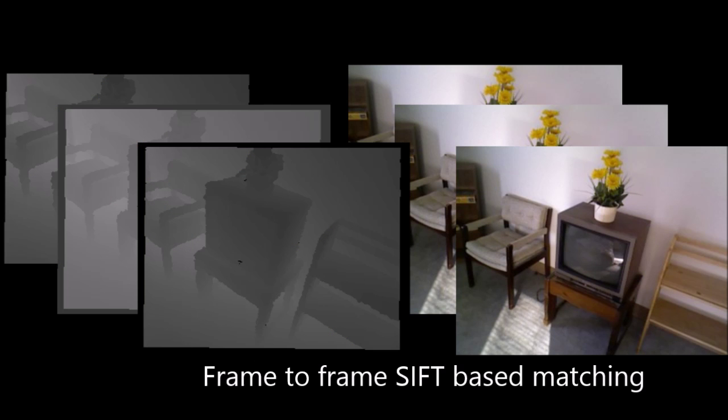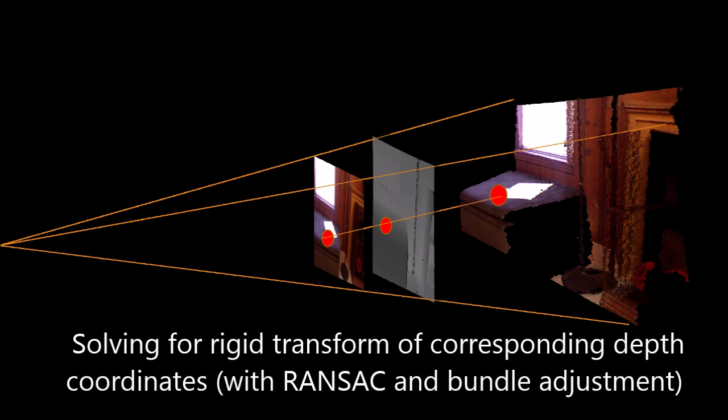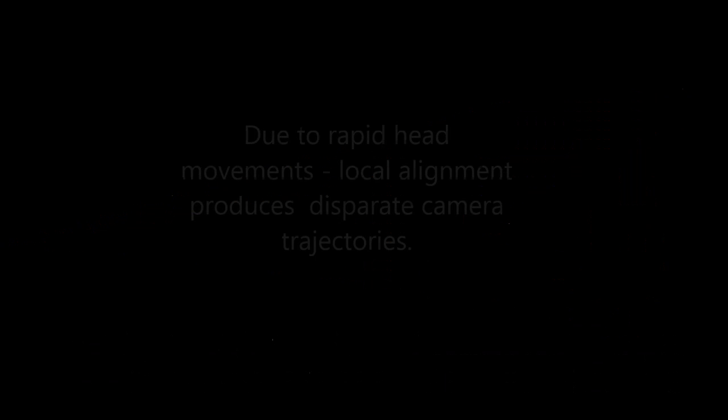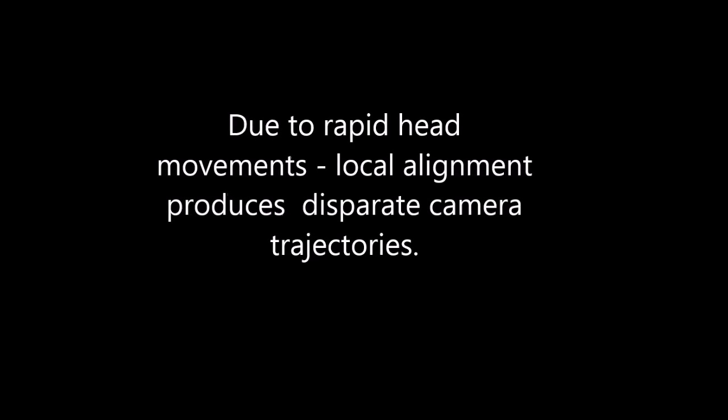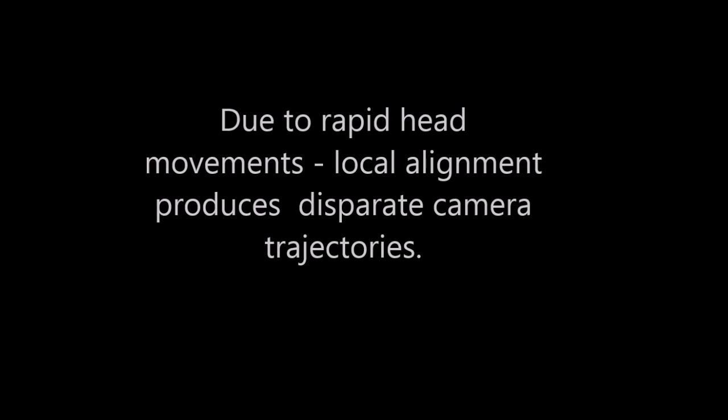We use frame-to-frame SIFT-based matching on the RGB feed of the depth sensor. We are able to solve for each frame's reconstructed camera parameters from the relative transformation of the matching depth coordinates. However, due to rapid head movements, local alignments may produce disparate camera trajectories with no correlation.